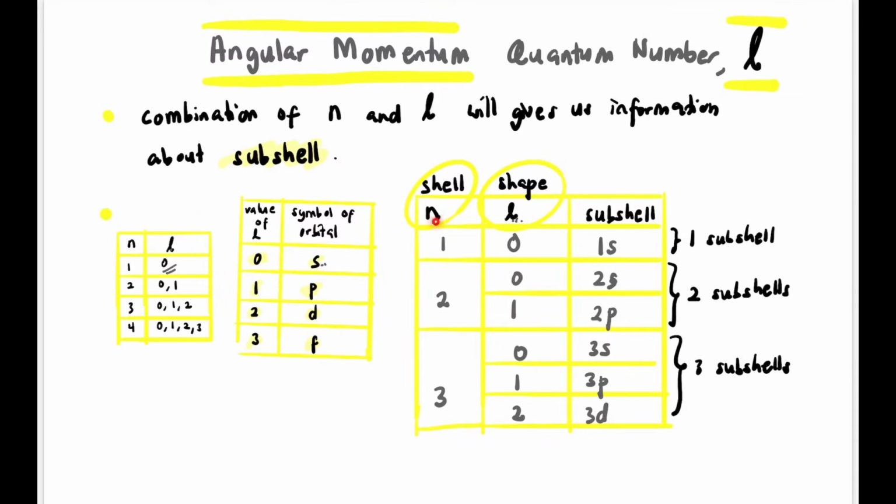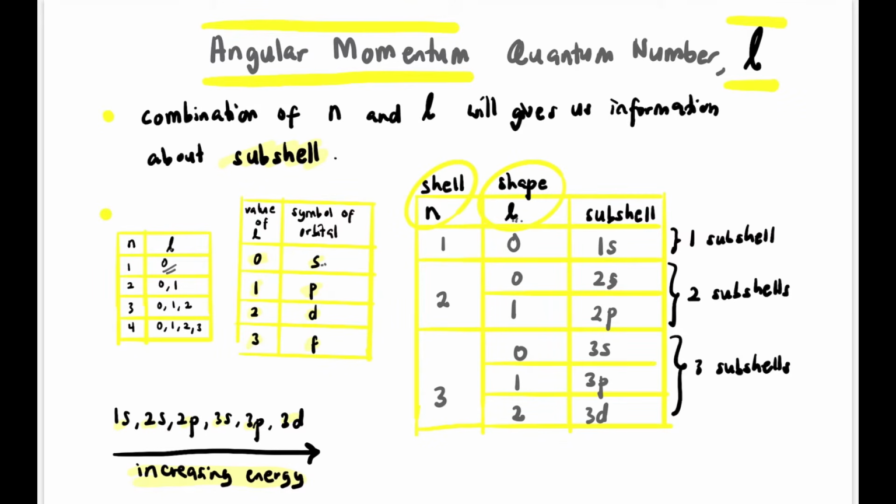Jadi kalau kita tengok sini kan, at n equal to 1, shell yang pertama ada satu subshell. Kalau n yang kedua ada dua subshell, 2s dan 2p. Kalau n yang ketiga ada 3 subshell, iaitu 3s, 3p dan 3d. Dan kalau dari segi energi, itu adalah urutan yang meningkat.